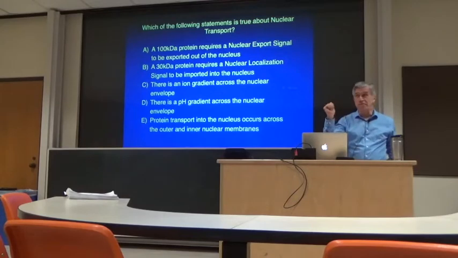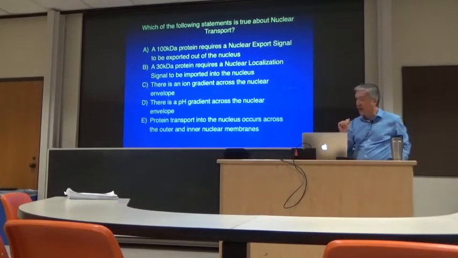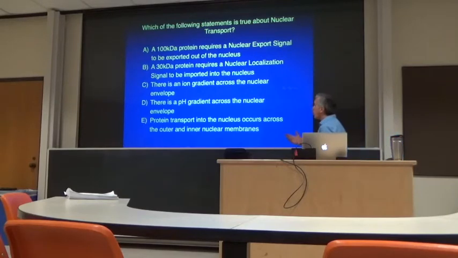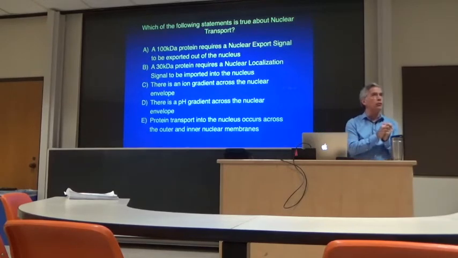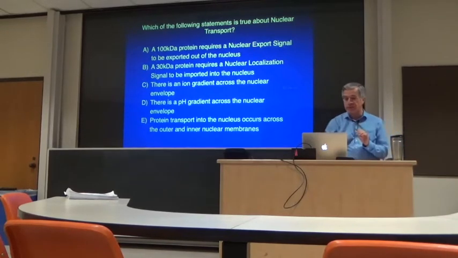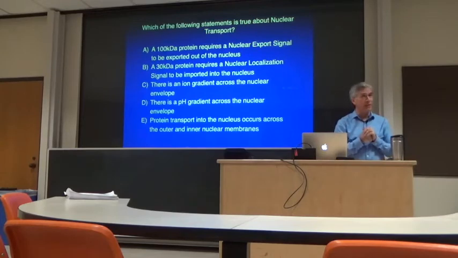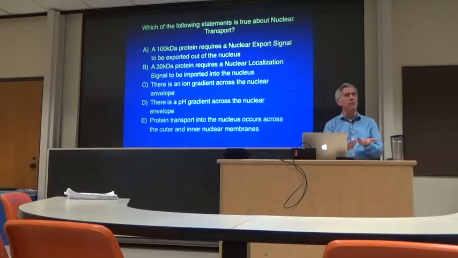Did you all vote again? All right, so we have a battleground between A and E. Let's go with E: protein transport into the nucleus occurs across the outer and inner nuclear membranes. I set you up to choose that by what I just said in the previous slide, and that is not a right answer. Why not though? I just told you that we have to go across two membranes. Why is that answer wrong?